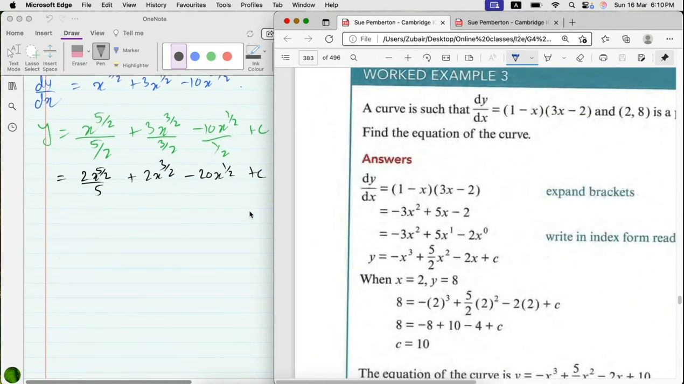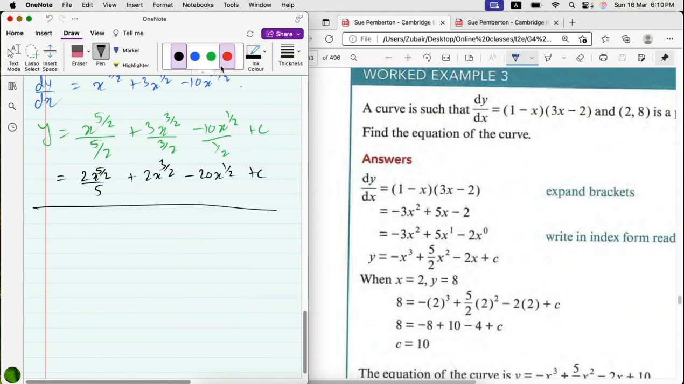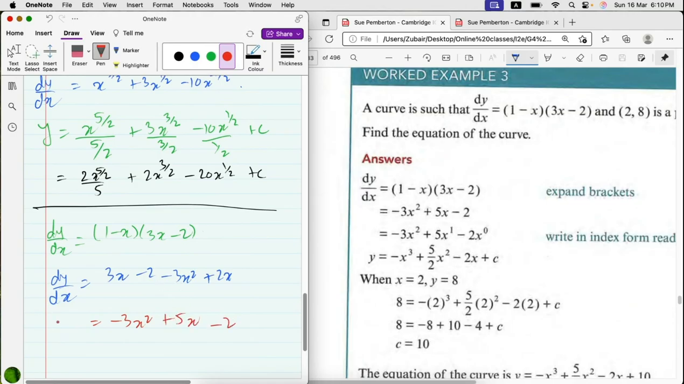Try this worked example with me. I'll go slowly. dy by dx is equal to 1 minus x into 3x minus 2. First, we just multiply and simplify it: 1 into 3x minus 2, minus 3x square plus 2x. Simplifying, it becomes minus 3x square, and 3 and 2 is 5x, and minus 2.